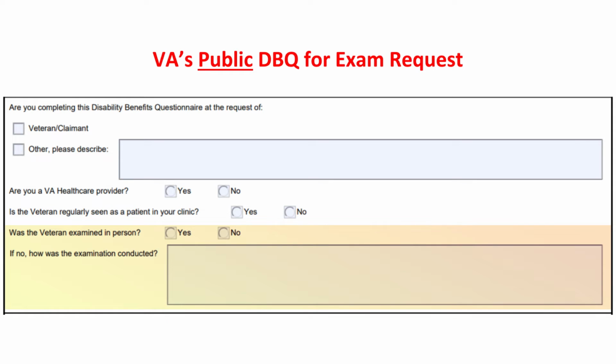Then it says, was the veteran examined in person? Yes or no? Now, keep in mind, you go to a private doctor, yeah, some exams definitely need to be done in person. And one example that jumps out is musculoskeletal, okay? Range of motion. It has to be tested by a goniometer. You can't do that by video, all right?